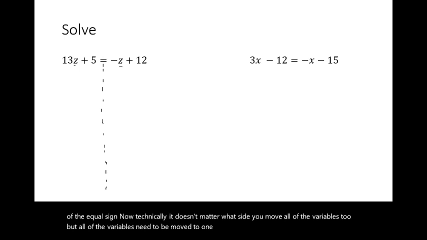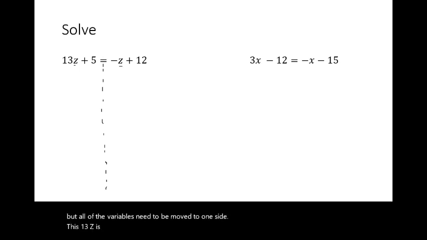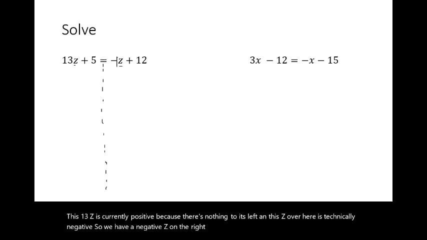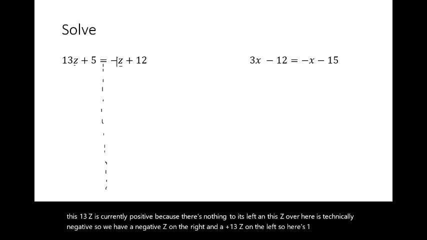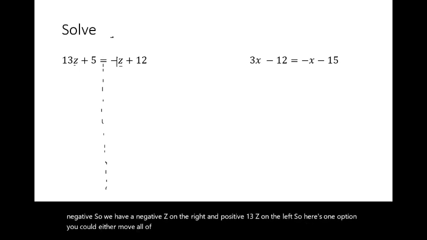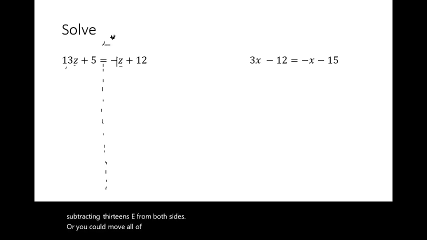This 13z is currently positive because there's nothing to its left. And this z over here is technically negative. So we have a negative z on the right and a positive 13z on the left. So here's one option. You could either move all of the z's over to the right side of the equal sign by subtracting 13z from both sides, or you could move all of the z's to the left side of the equal sign by adding one z to both sides. And it really doesn't matter.